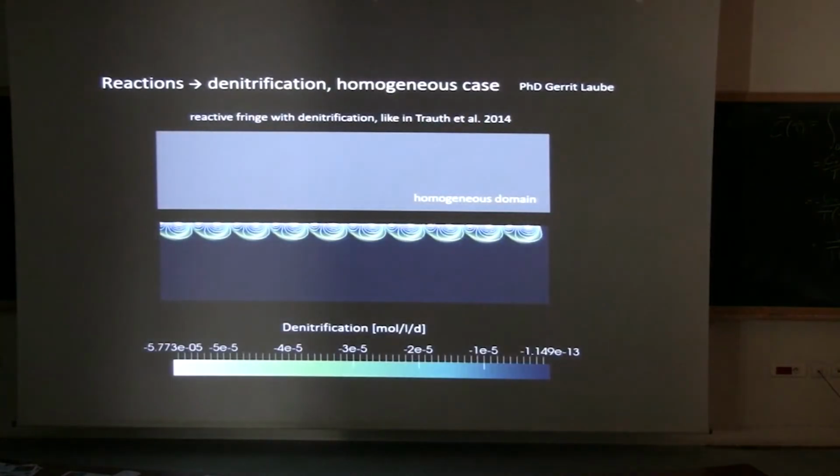If we look at the denitrification and similar reactions, again, the sequence of aerobic respiration and denitrification, this is the example of a homogeneous domain. And you see the greenish colors are the high values. You have those zones, as we saw in the previous simulations, those fringes where we denitrify.